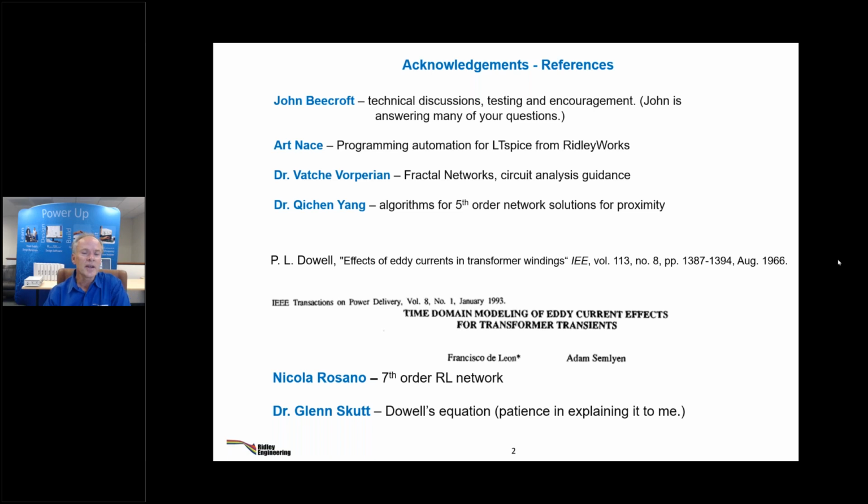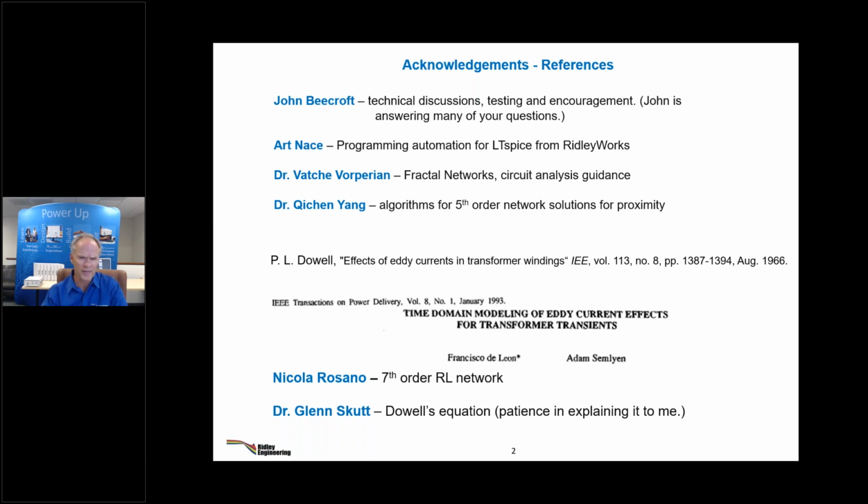Going back in history, we have Mr. Dowell, who did the effect of eddy currents in transformer windings in 1966. So this is not a new topic. This is now 54 years old, and his paper was the culmination of work that started actually in the 1930s, trying to figure out why transformers were hotter than people expected them to be.